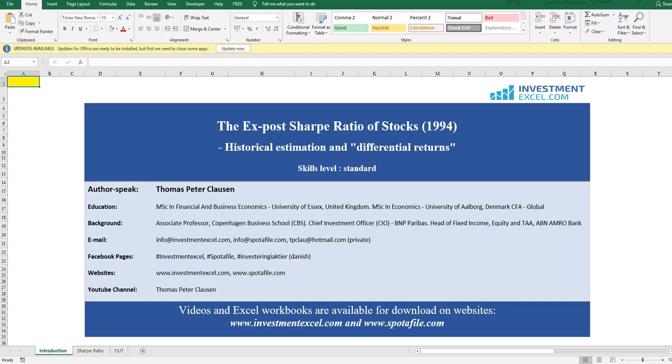I will show you the derivation of the ex-post Sharpe ratio based on William Sharpe's own contribution in 1994, where he showed how to do this and why it's not so trivial as many think. He used a concept of differential returns, which we will use here as well.